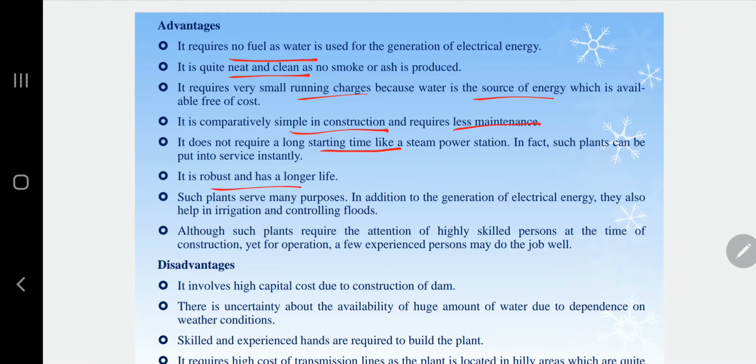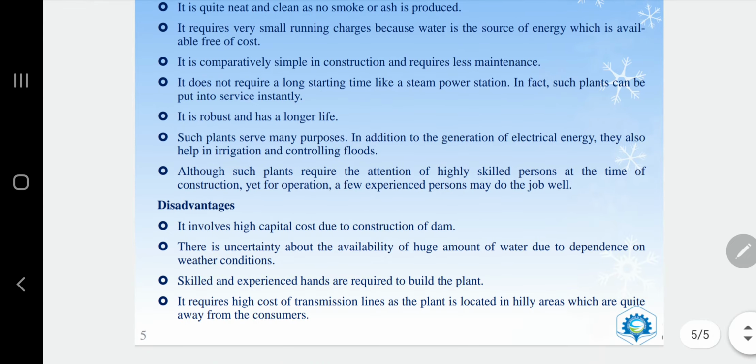Now the next advantage is that, along with the main purpose of generation, it can also be used for irrigation and controlling floods. Now the main thing is, even though it requires highly skilled persons during the construction, after that, for the operation, only a few experienced persons are needed. So those are the main advantages of the system.